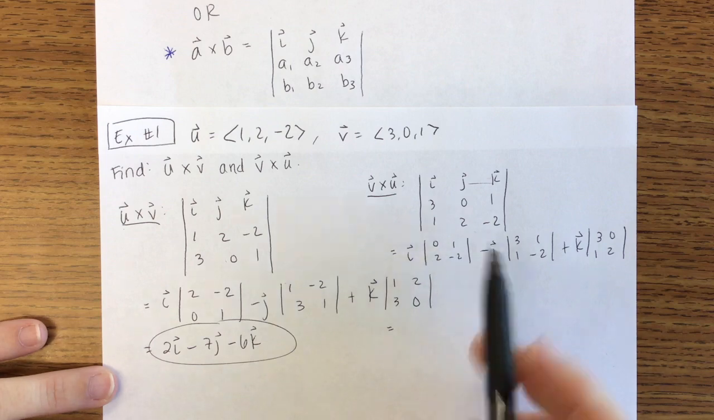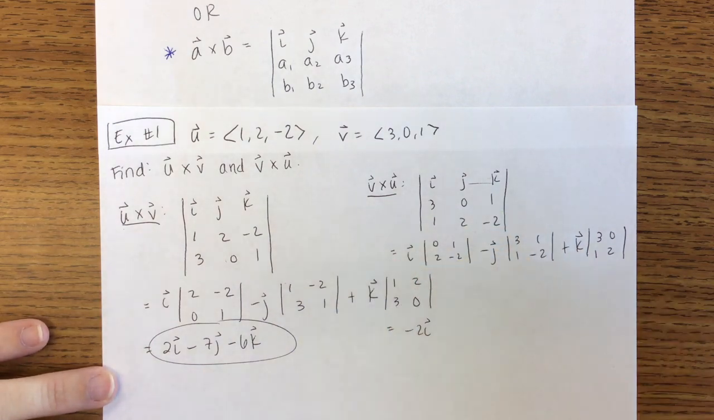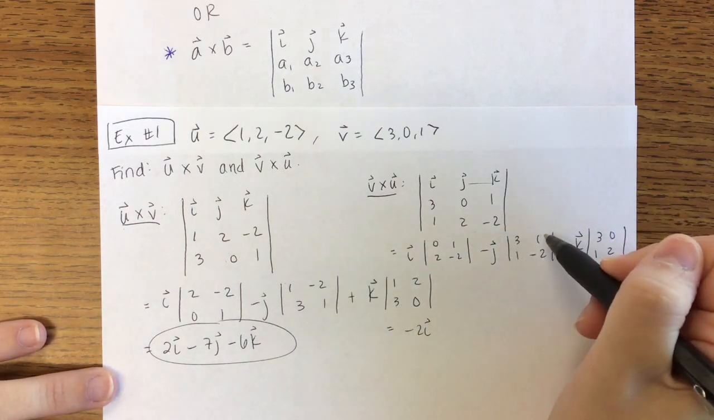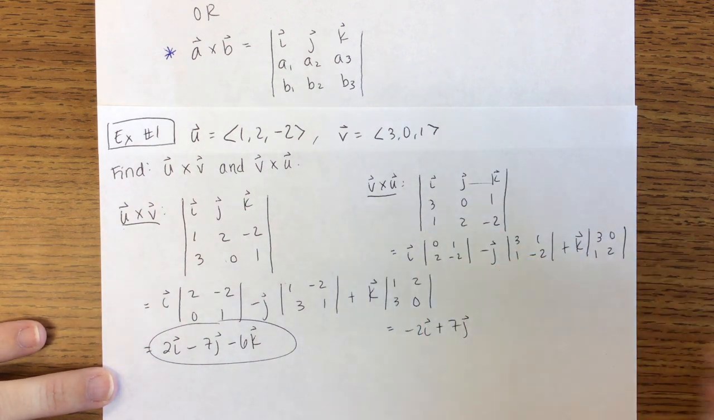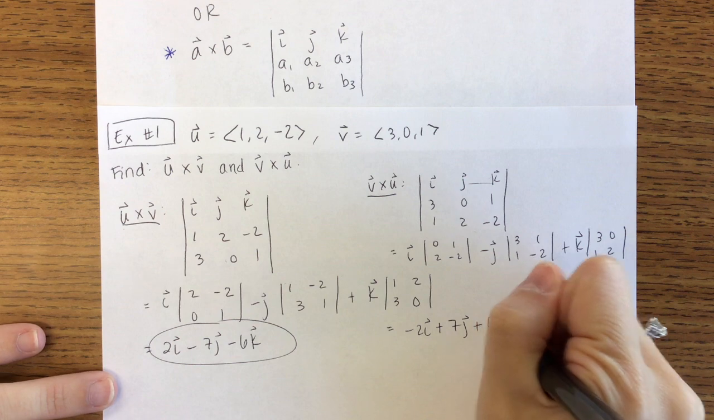This is going to be 0 subtract 2, so negative 2i. Negative 6 subtract 1 is negative 7. With that negative, gives us a positive 7j. And then 6 subtract 0 is positive 6k.